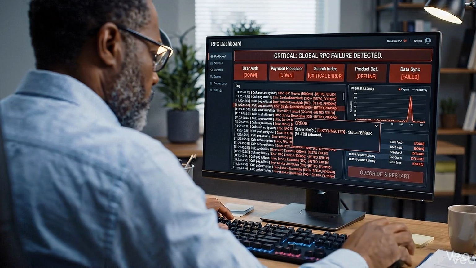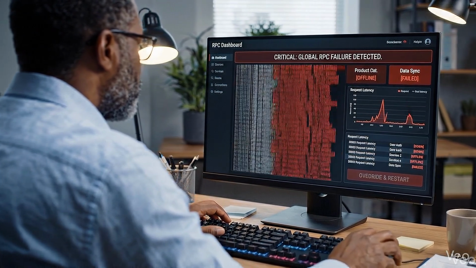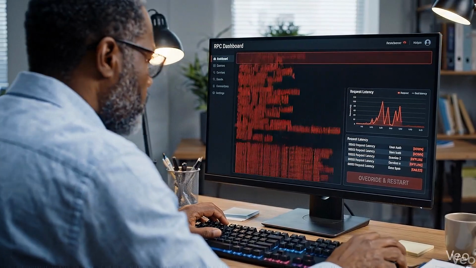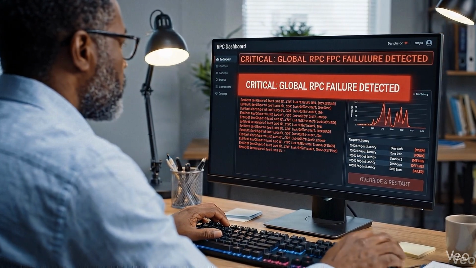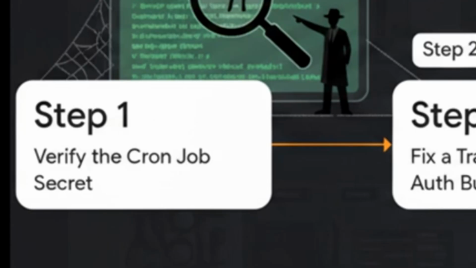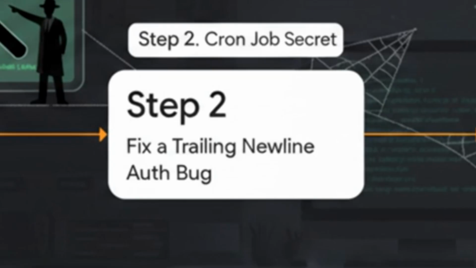So with that dashboard totally frozen, the debugging really began. And like any good detective, the developer started by checking out the most obvious suspects, trying to hunt down this digital ghost in the machine. The whole investigation was super methodical. First things first, check the cron job's authentication secret. And that actually led to a good find, a tiny but critical bug. A little stray newline character was completely breaking the authentication. Okay, fix that. Next suspect?